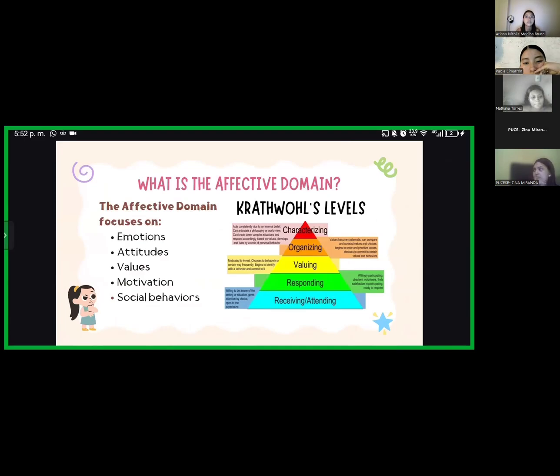According to Krathwohl, Bloom, and Masia in 1964, the affective domain is divided into 5 levels, which are receiving, responding, valuing, organizing, and characterizing. So today we will explain what characterizing means, how it is applied in teaching English to young learners, and we will present a realistic classroom case to demonstrate this level. Now my partner will explain our assigned level in more detail.